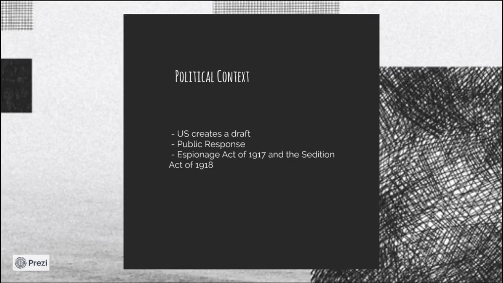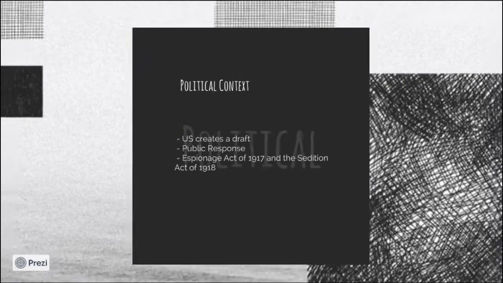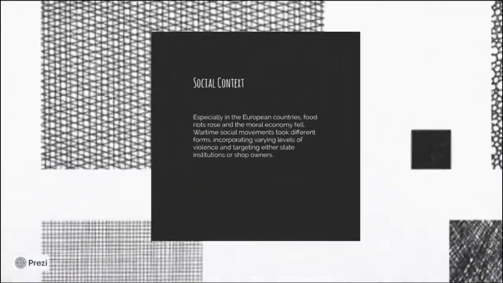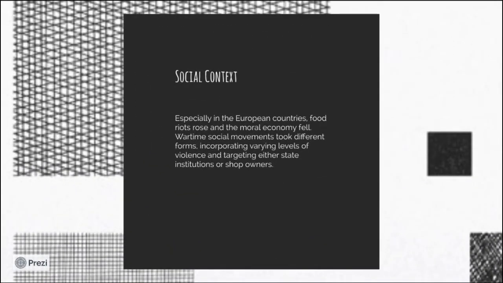However, the public response wasn't great. To combat that response, the Espionage Act of 1917 and the Sedition Act of 1918 were created to outlaw any anti-war sentiment. This includes anything that might degrade the U.S.'s position in the war, including reports of the Spanish flu, strengthening the lack of communication. Especially in the European countries, food rights rose and the moral economy fell. Wartime social movements took different forms, incorporating varying levels of violence and targeting either state institutions or shop owners.